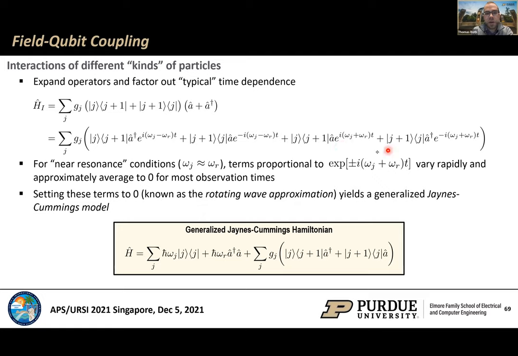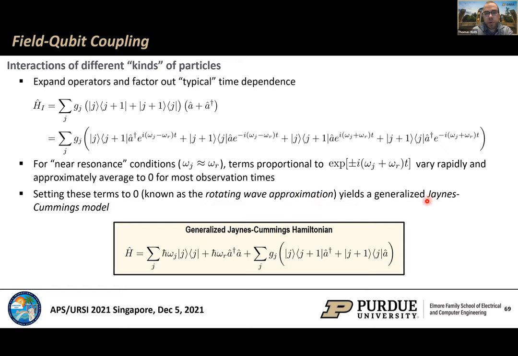This has very important consequences, because if we're near a resonant condition, where the resonator has a very similar operating frequency to the transmon, the difference-frequency exponential terms are basically going to be zero, and the sum-frequency exponential terms are going to be varying incredibly rapidly. That means anything that depends on those sequences of operators is going to approximately average to zero over most observation times. So a very common approximation in the literature is to set these terms equal to zero. This is known as the rotating wave approximation.